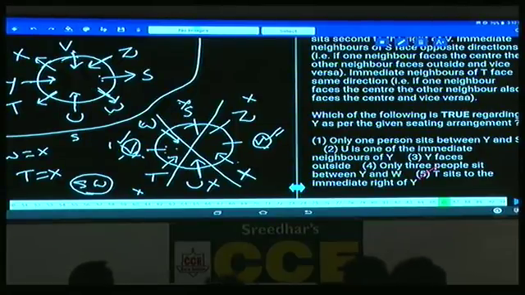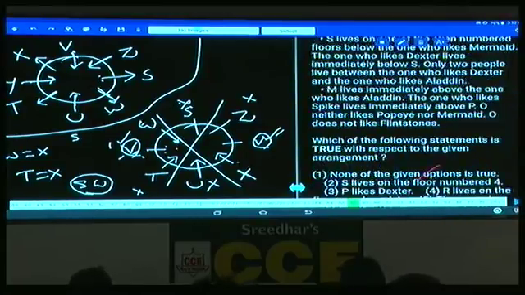Done with this circular arrangement. Some people are facing the center and some are facing away from the center. Clear? Then from question number 87 onwards, what is the information given in this one? Question 87.